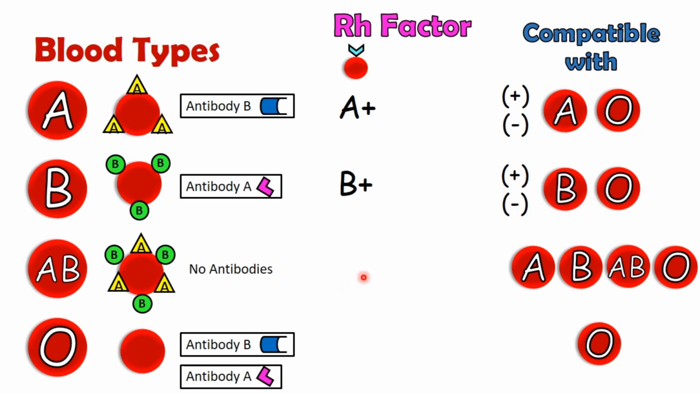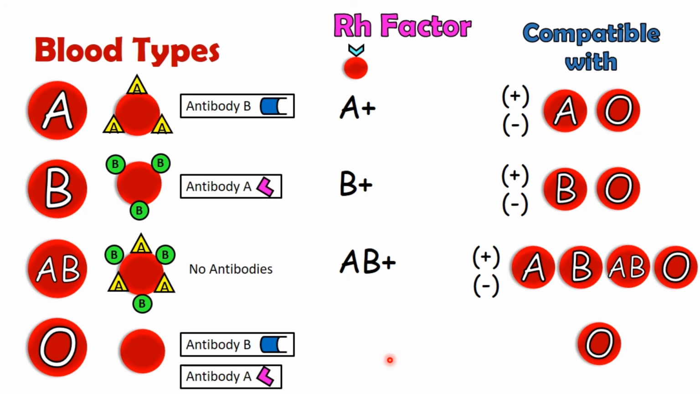Okay, next is AB. AB positive is also the same as above, in that it can receive from other kinds of blood, whether positive or negative. So it can receive from A positive, B positive, AB positive, O positive, and it is also compatible with A negative, B negative, AB negative, and O negative. So AB plus can receive from all these types of blood.